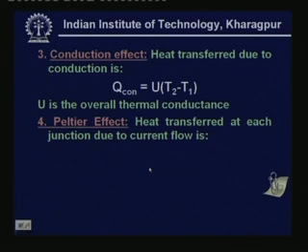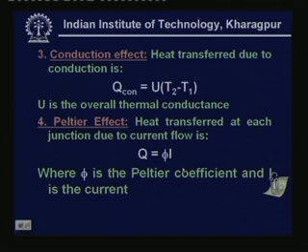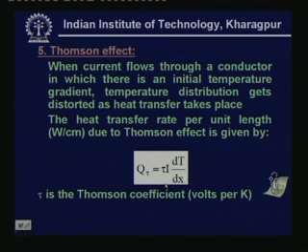The fourth effect is the Peltier effect, which I have already described, and the heat transferred during the Peltier effect at each junction is given by Q equal to phi into I, where I is the current and phi is the Peltier coefficient. And the last effect is known as the Thomson effect.